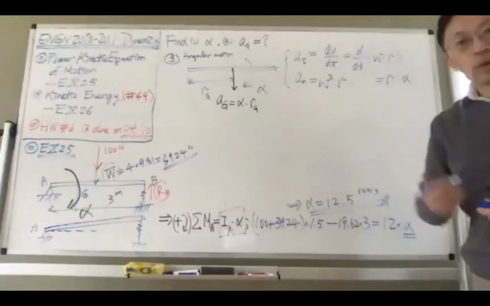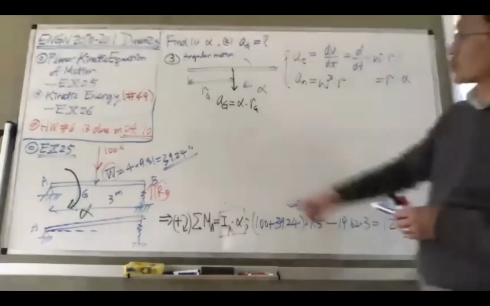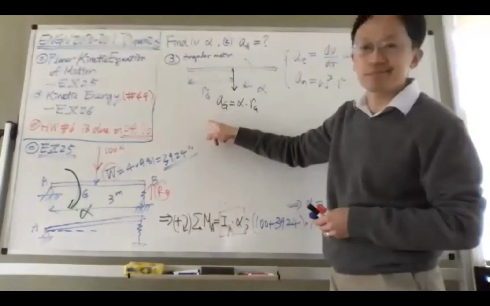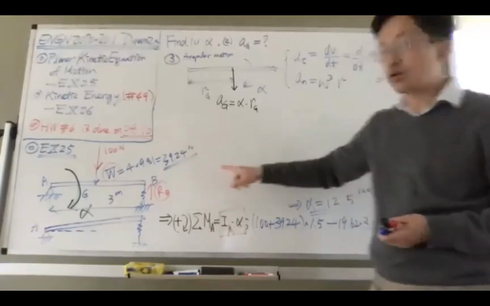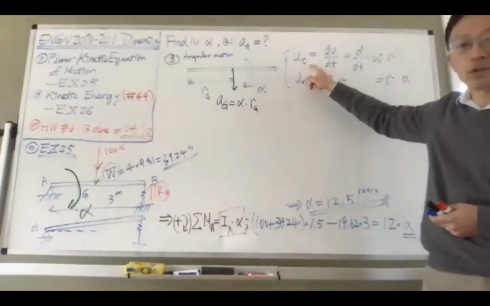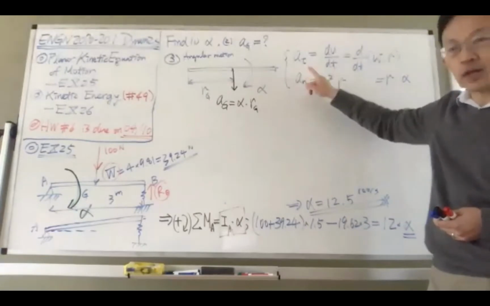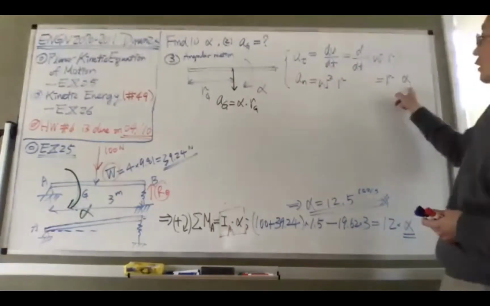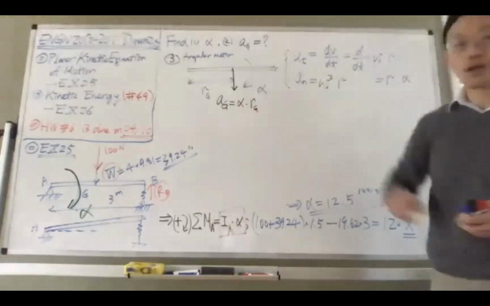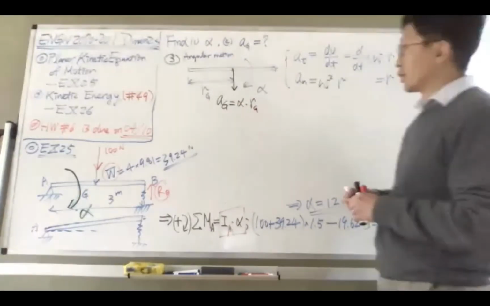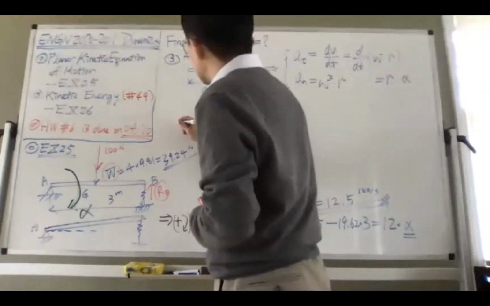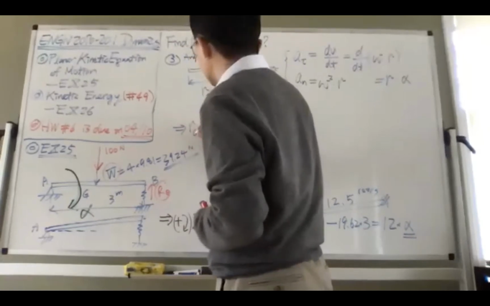So you have two ways to figure this out. Either you use simply angular motion, which may be more straightforward, or you use what we talked about in tangential and normal component. And this will also give you the same result. It's still alpha times Rg. For this problem, Rg is 1.5 meters.